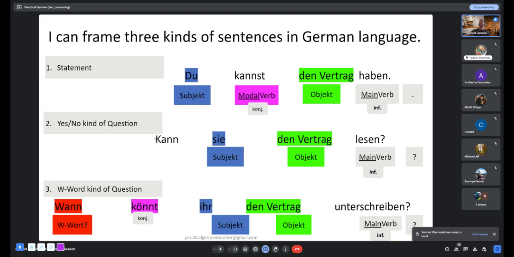Then the yes or no kind of question, same theory, just take the statement. If you want to convert the statement into a yes or no kind of question, interchange the positions of the modal verb and the subject.